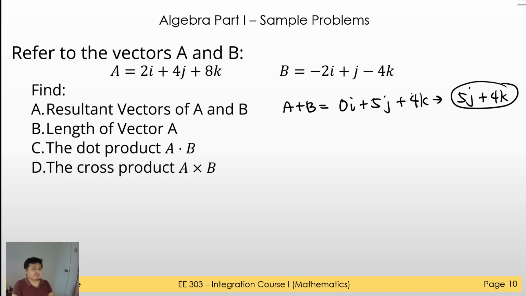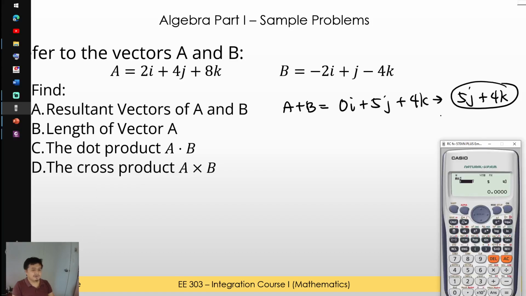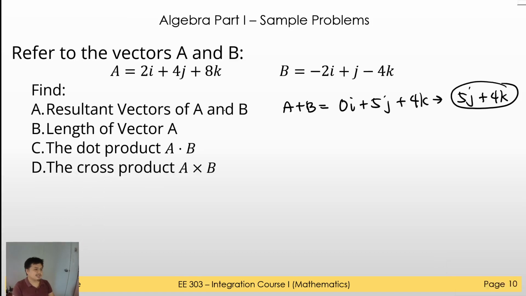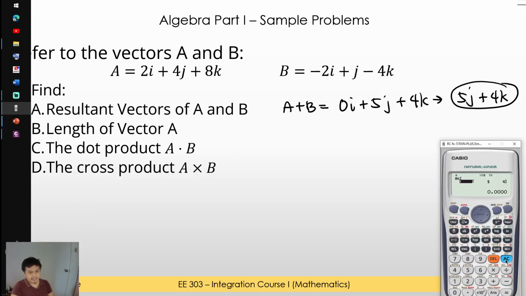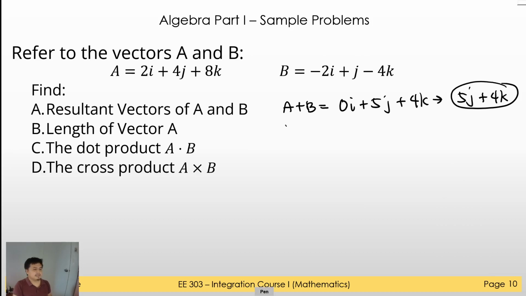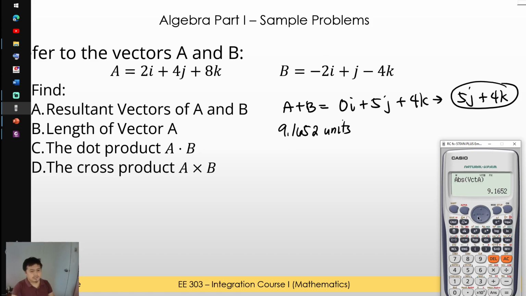Okay? If you want to also find the length of this vector, we can find the absolute value. So to find the length of the vector, we can find the absolute value of our vector. Let's say we want to find the length of vector A. So we have shift vector 3, and then absolute value, so shift abs, and then enclose this vector. So the length of vector A is 9.1652 units.